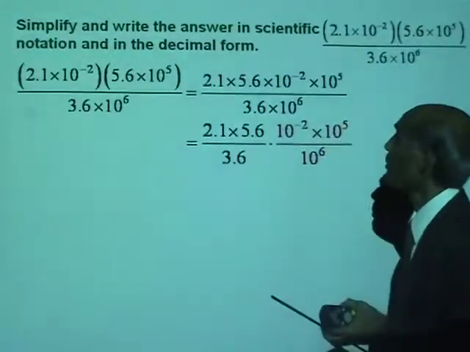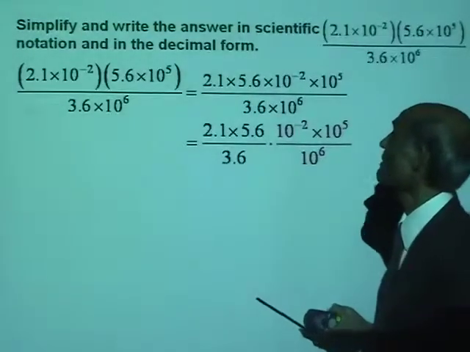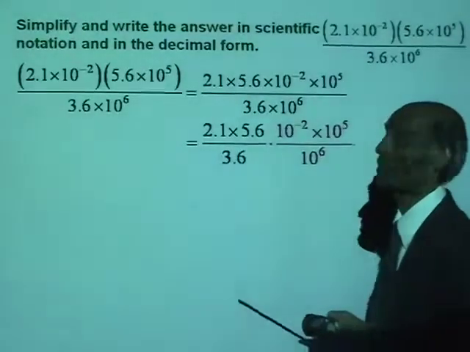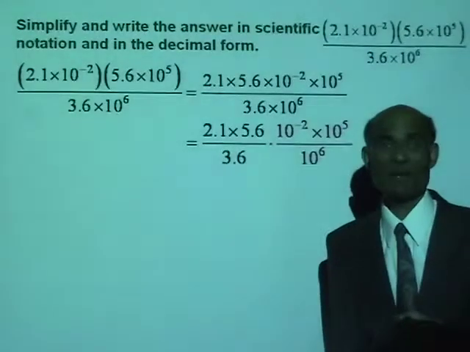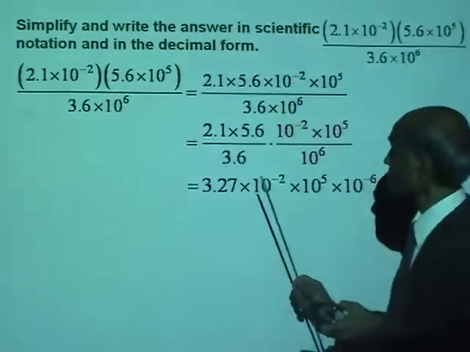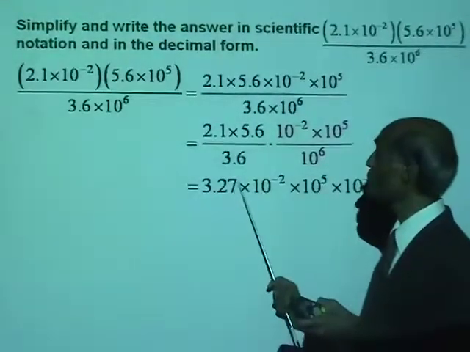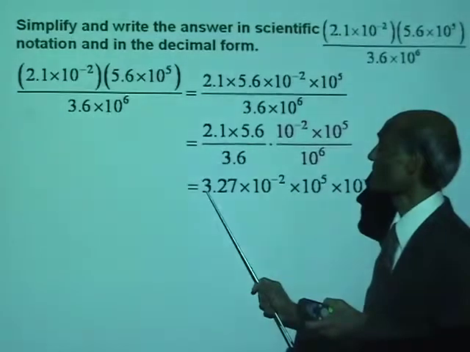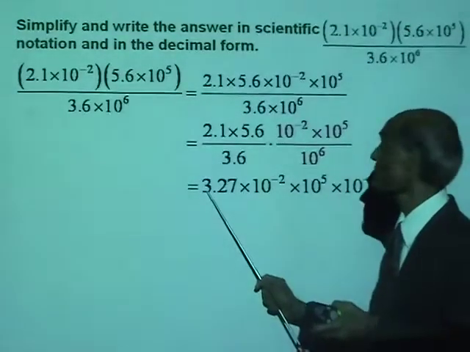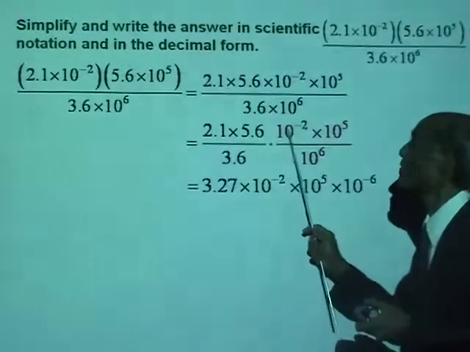Okay, now you need to do this. What is 2.1 multiplied by 5.6 divided by 3.6? Can you simplify that? Well, I simplified, I got 3.27. 3.27. And look at the way I write this block of numbers.